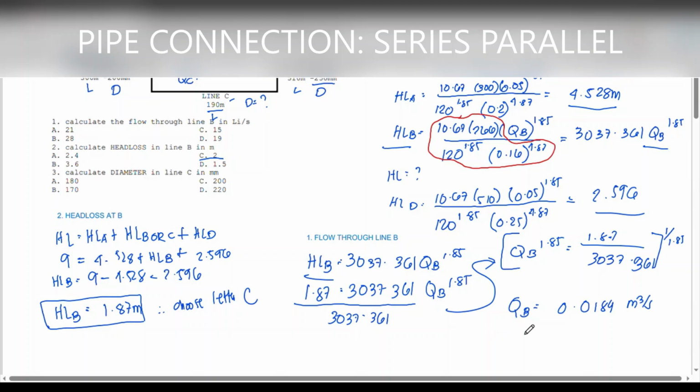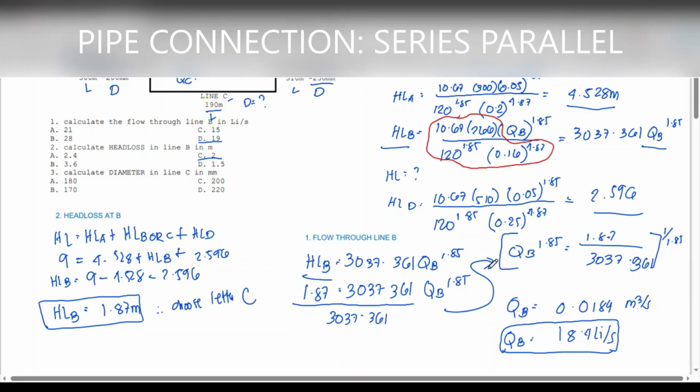Now, since our choices are in liters per second, we have to convert. QB is equal to 18.4 liters per second. Since, diba, we have 1 cubic meter is equal to 1,000 liters. Now, going back to the choices, we have 19 as the closest value to 18.4. So we have to choose letter D.